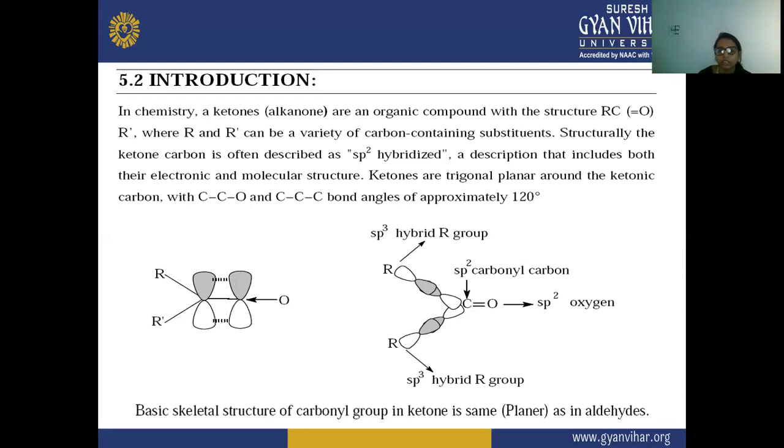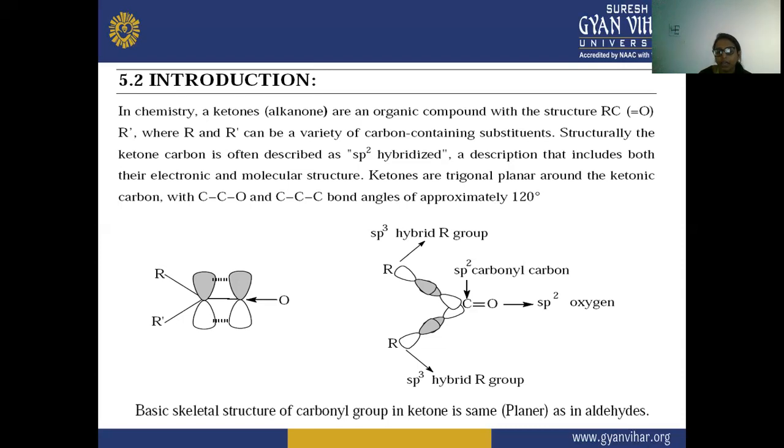Here you can see that the carbon and the oxygen have pi bonding. The pi orbitals overlap and form a double bond between the carbon and the oxygen. And this R is an sp3 hybridized R group, because this carbon is connected to three hydrogen atoms and one carbon atom. That is why these are sp3 hybridized.